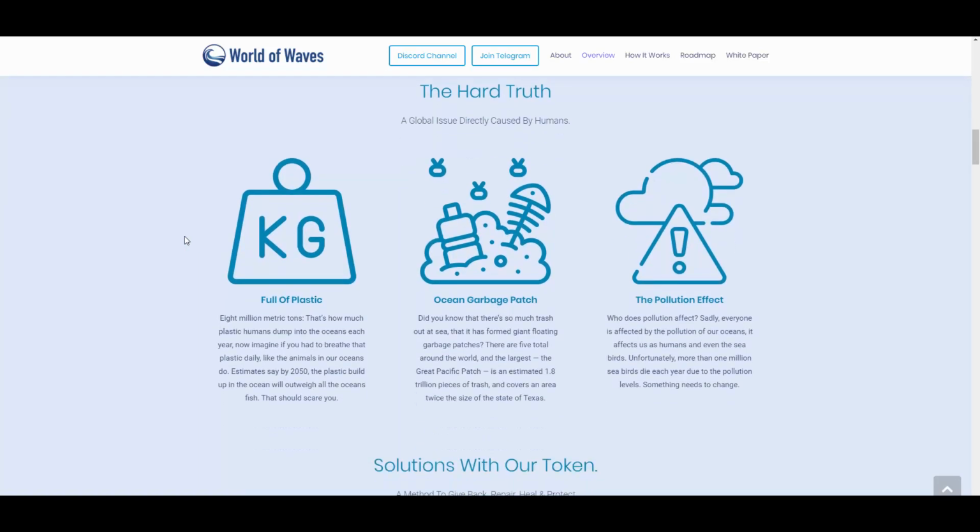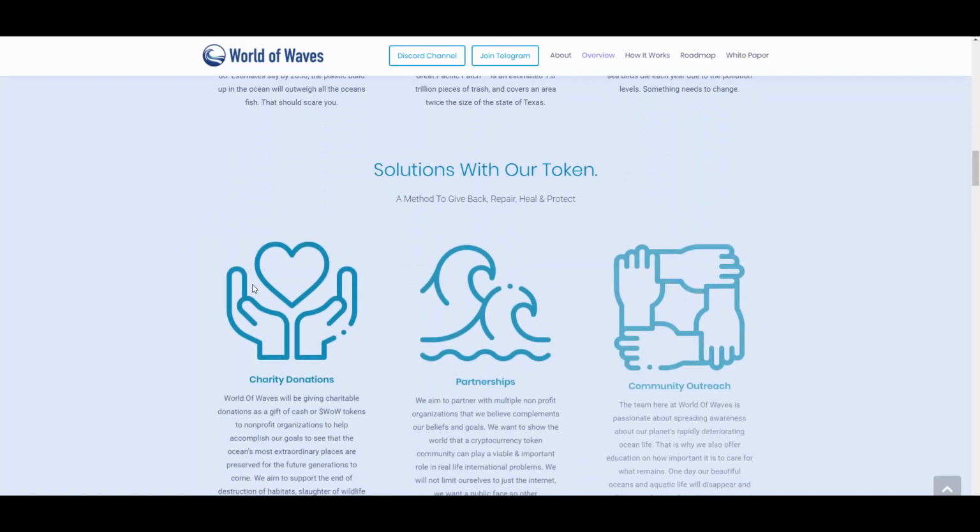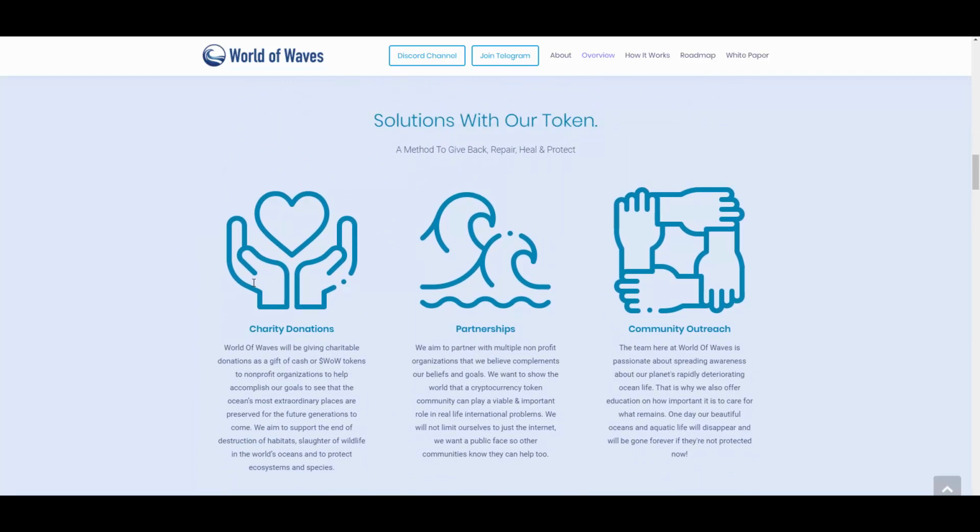So the hard truth, a global issue directly caused by humans, full of plastic. We already know that this is a serious trouble, and it's been also talked a lot on TV lately. Ocean garbage patch as well, and the pollution effect. And here you have some solutions with the token, a method to give back, repair and heal and protect. So first of all, the charity donations.